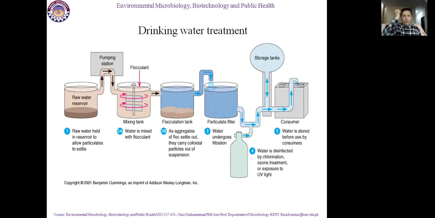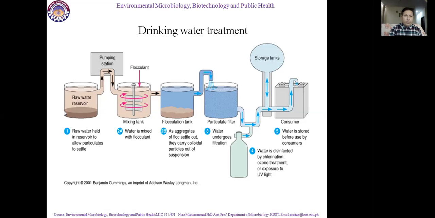Okay, drinking water treatment. This is most important in environmental elemental cycling. Water is important because without water no one can survive. If water contains different types of microorganisms, they will cause health consequences and many problems in society and will kill many people. So every country has designed, and it is universally accepted, a procedure to clean the water before supplying it to the public.